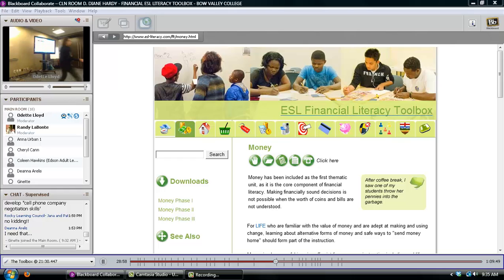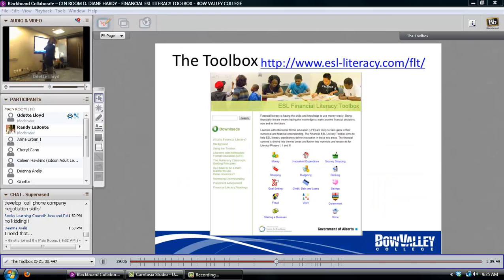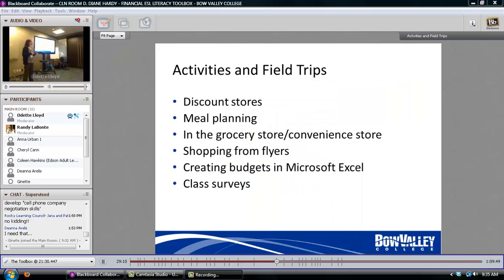So let me just go back to one of the things that you'll also find within the toolbox: we encourage you to make this relevant to the community that they live in, or the community that you live in, to make it really meaningful so they can see application. So our focus really is on the transferability of skills.